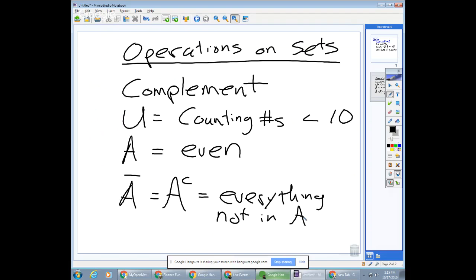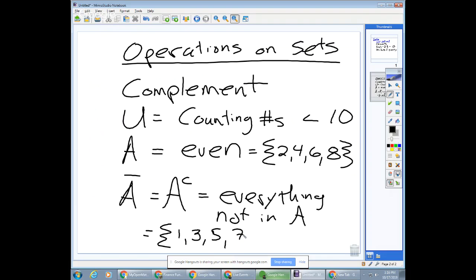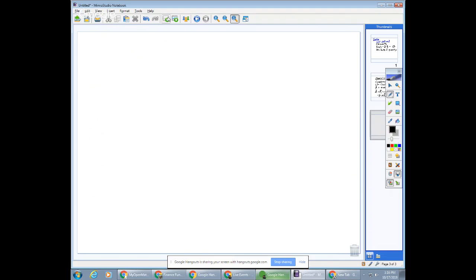So the evens in this set, more specifically, I could say were the counting numbers 2, 4, 6, and 8 would be the things in set A. The set not A would be everything else in the universe. So 1, 3, 5, 7, 9, and I think I've got everything. So complement is one operation we can do to a set. It changes it somehow. Another popular operation is the idea of union.